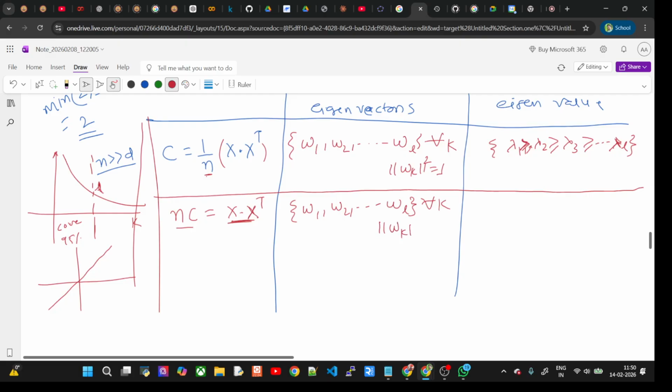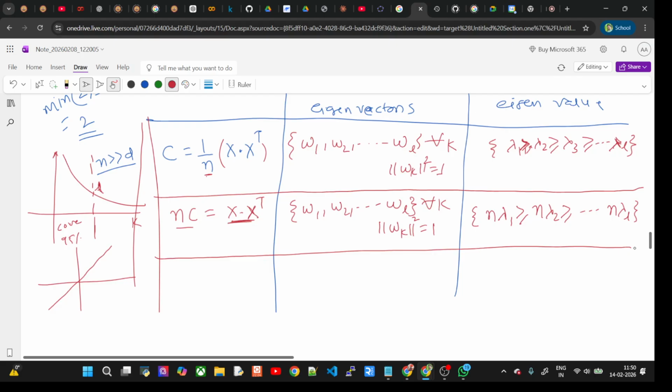In this case also, w1, w2, up to wl for all values of k, and wk squared equal to 1. This is the same, but what changes here are your eigenvalues. So what are they? n into lambda 1 greater than or equal to n into lambda 2, greater than or equal to n into lambda n. These are the eigenvalues for this kind of matrix.